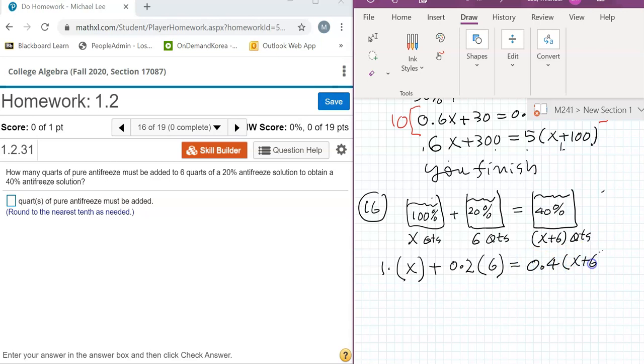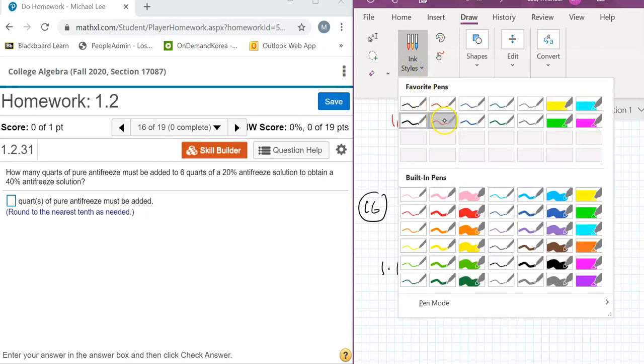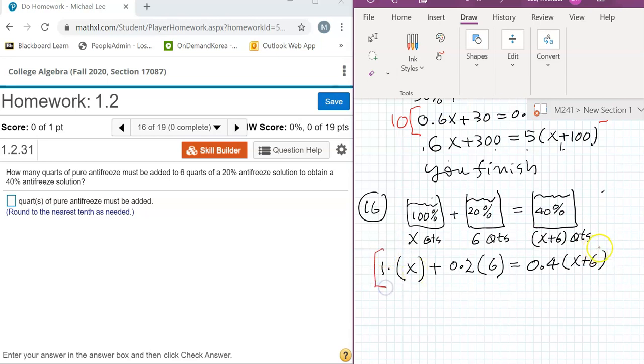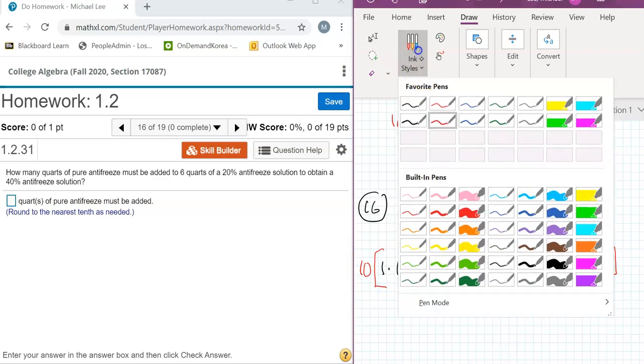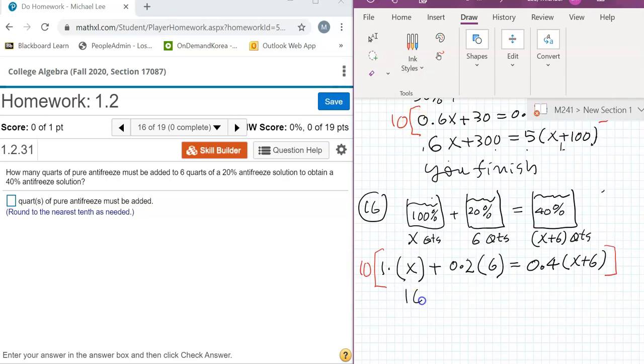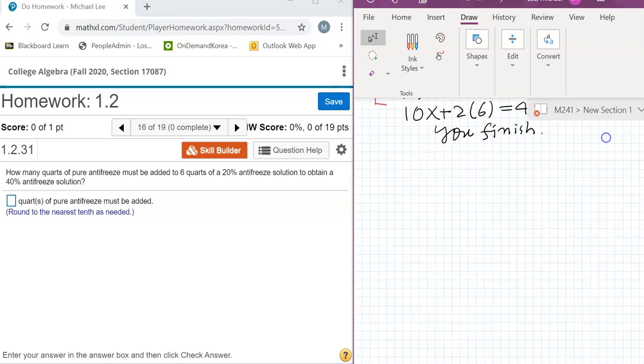Almost the same thing. So you multiply both sides by what? Well, obviously 10, isn't it? Then the equation becomes 10x plus 2 times 6 equal to 4 times x plus 6. Okay, you finish this too. Number 17.